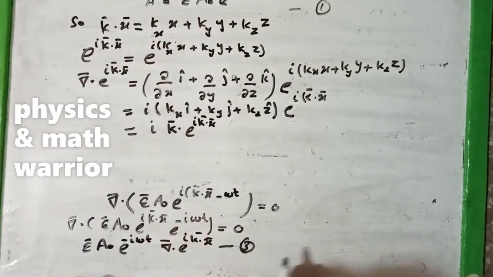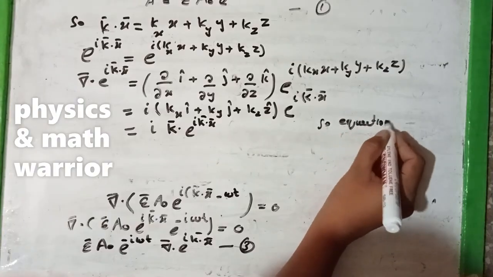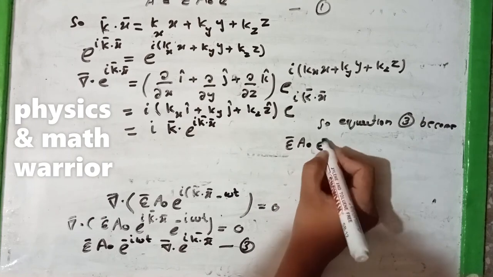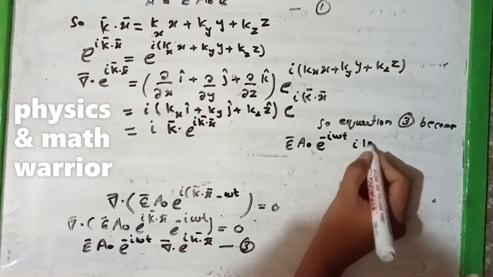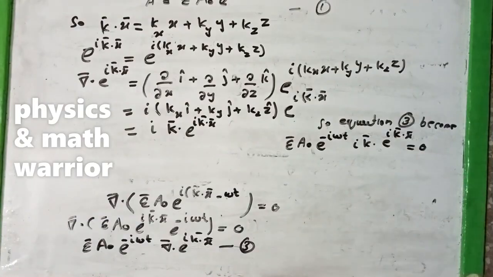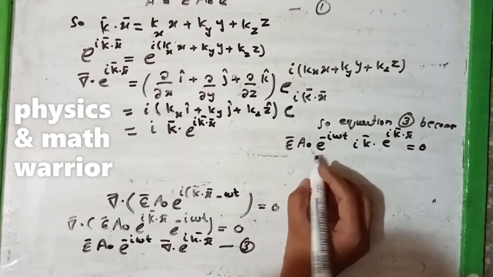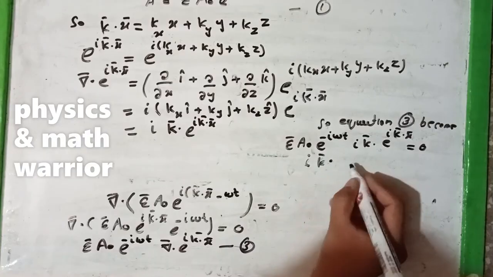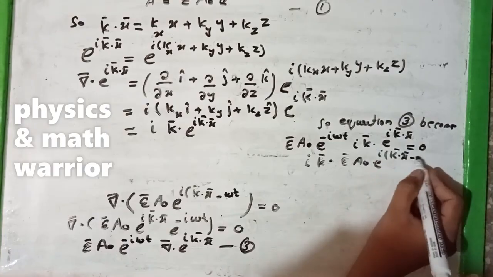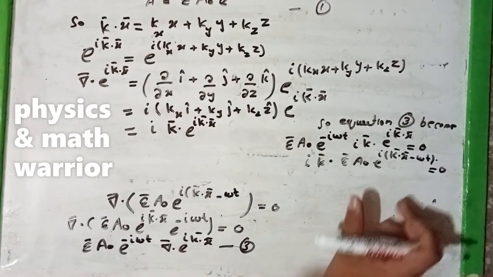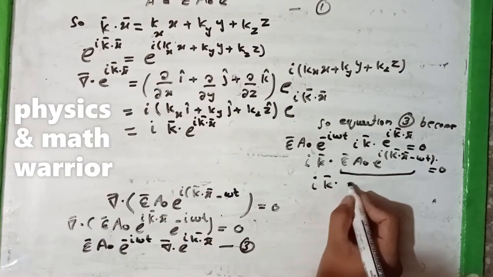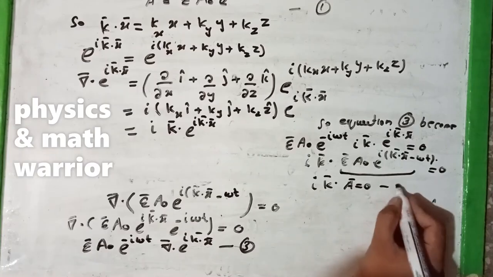So equation 3 becomes epsilon A naught exponent minus iota omega t, iota k dot exponent iota k dot x is equal to 0, and this can also be written as iota k dot epsilon A naught exponent iota (k dot x minus omega t) is equal to 0, and this term again is equal to A vector, so this becomes iota k vector dot A vector is equal to 0. This is equation number 4.